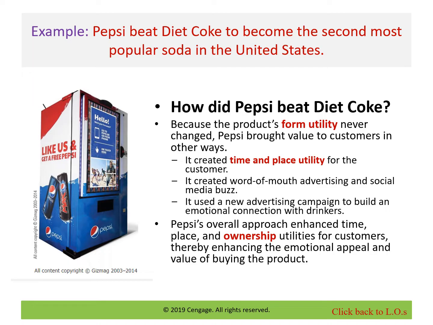Here's another example of using utility strategies, wherein Pepsi beat Diet Coke to become the second most popular soda in the United States. Because the product's form utility never changed, meaning Pepsi is still the same soda, Pepsi brought value to customers in other ways. It created time and place utility for the customer.